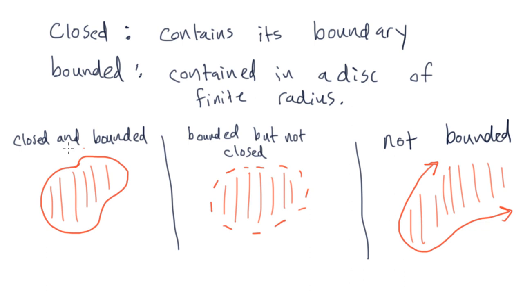So as long as our region is closed and bounded, and we have a continuous function defined on there, then we know by the extreme value theorem that the function will have an absolute maximum and an absolute minimum. Okay, so before we do some examples, let me reiterate the strategy for finding absolute extrema.